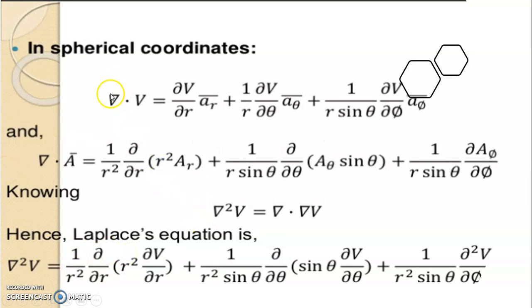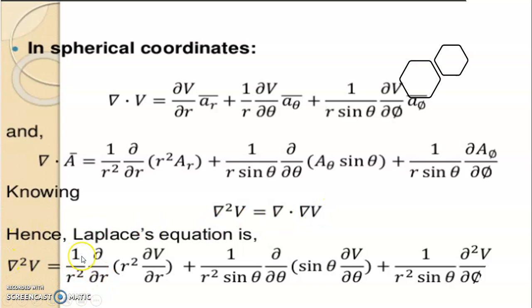For spherical, del V is del V upon del r of ar plus 1 by r del V upon del theta of a theta plus 1 by r sin theta del V upon del phi of a phi. So del dot A is 1 by r square del by del r of r square ar plus 1 by r sin theta del by del theta of a theta sin theta plus 1 by r sin theta del by del phi of a phi. Del square V is del dot del V.